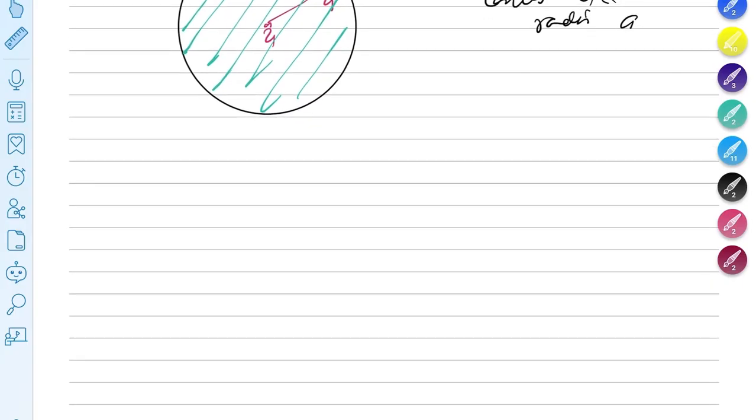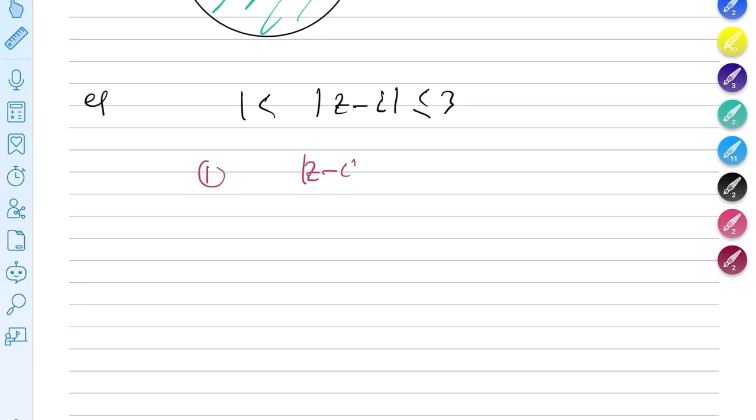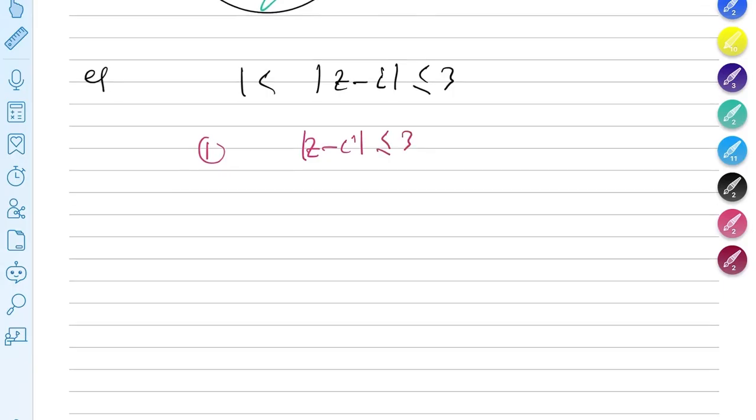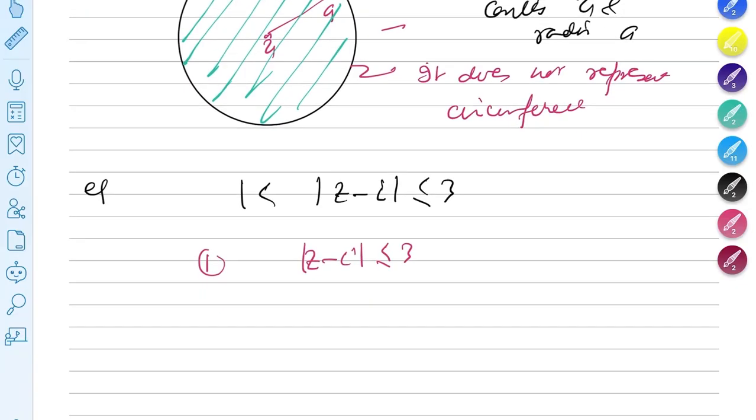Now combining both, let's say a basic question: what does 1 greater than modulus of Z minus I less than or equal to 3 represent? Basically there are two parts. First, modulus of Z minus I less than or equal to 3 means the region inside the circle, and equality is also there. In the other part the inequality is strict, so it does not represent the circumference.